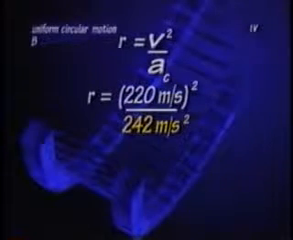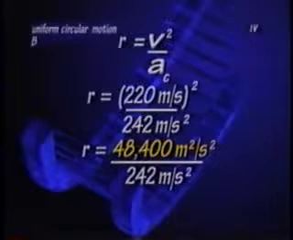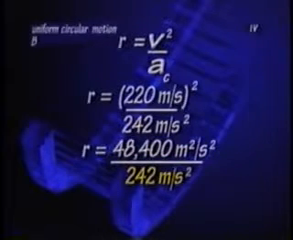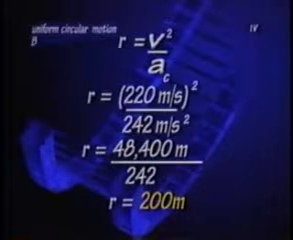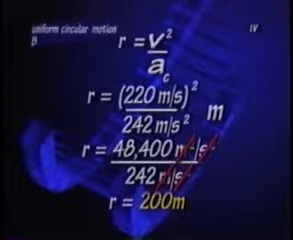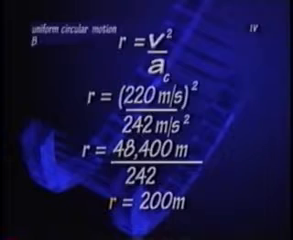Squaring 220 meters per second, we get 48,400 meters squared per second squared. Divide that by 242 meters per second squared, we get 200 meters. See how the units cancel out and we're just left with meters? Therefore, the radius of the circular path traveled by Bright as Light and her uber mean machine is 200 meters.